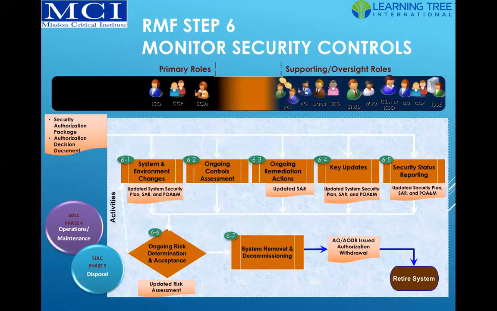This is the substeps of step 6. We go through system and environmental changes, ongoing control assessment, ongoing remediation actions, key updates, security status reporting, ongoing risk determination and acceptance, and system removal and decommissioning. And that's the cycle for continuous monitoring, which is supposed to be a continuous cycle that goes on indefinitely until the system is decommissioned.